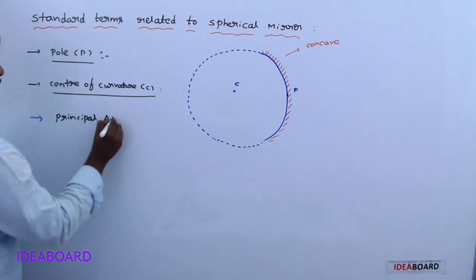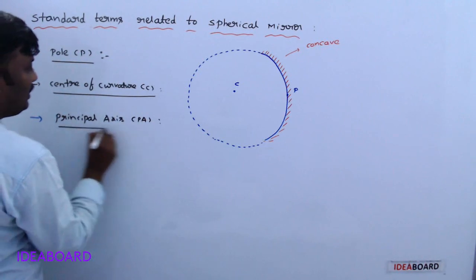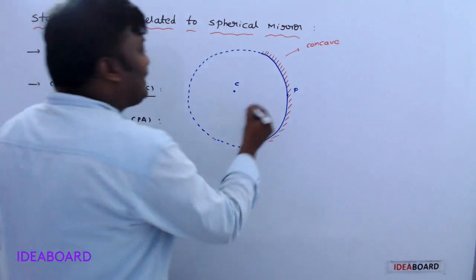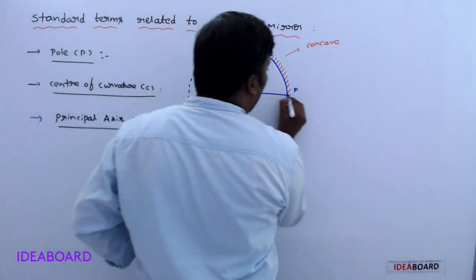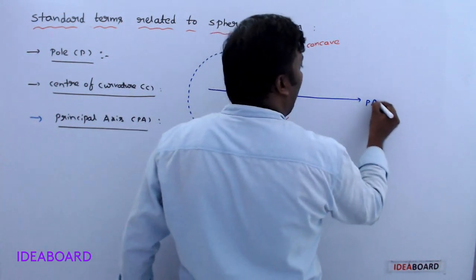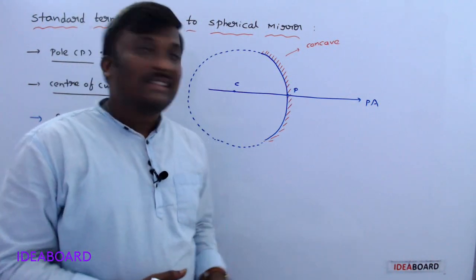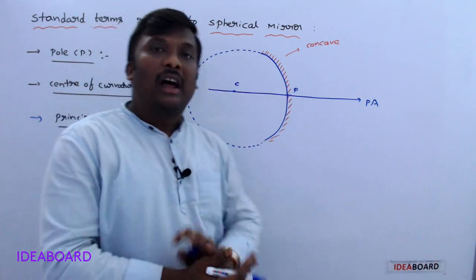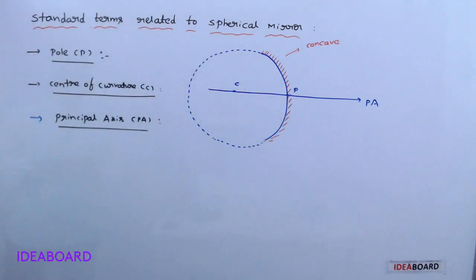Now, the third one is the principal axis. What is this? The principal axis is nothing but a line passing through both the center of curvature and the pole. What is the principal axis? A line passing through the center of curvature and pole. Clear?